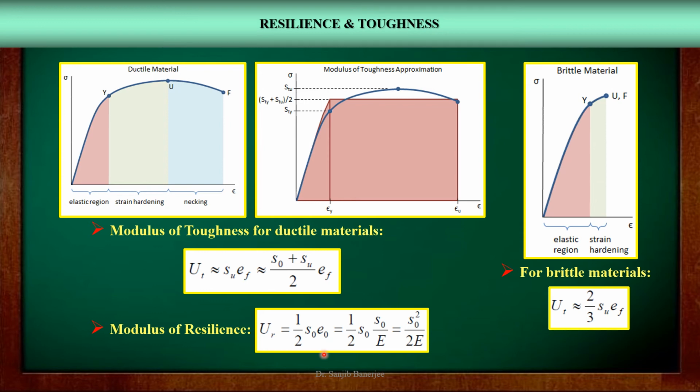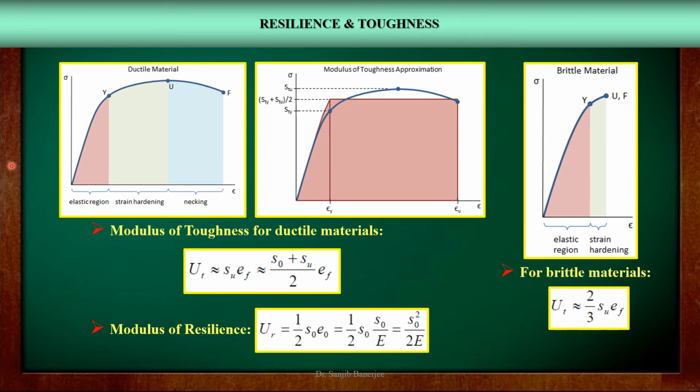Now, if we substitute the value of this strain E0 in terms of the yield strength S0 and the elastic modulus E, then the modulus of resilience becomes S0 square divided by 2 into E. Next is the modulus of toughness. Let us first consider ductile materials.